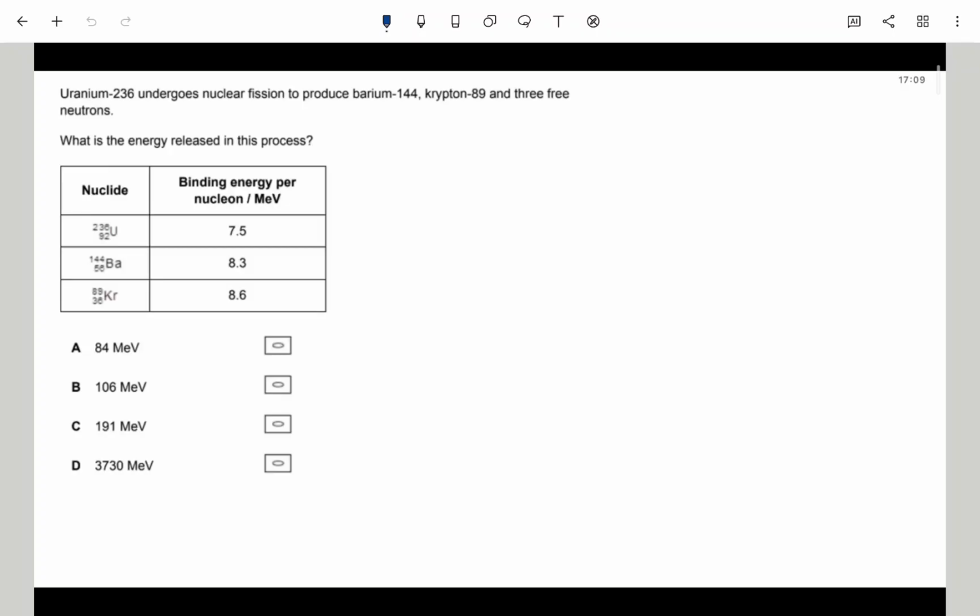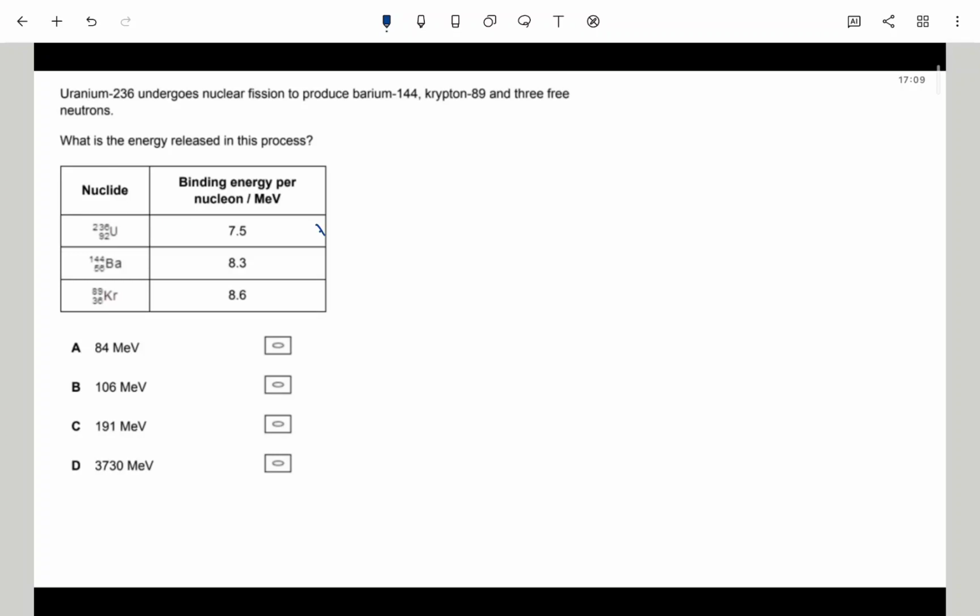So we've got uranium-236 undergoes nuclear fission to produce barium, krypton, and 3 free neutrons. We're not bothered about the neutrons because they're on their own, so there's obviously no binding energy there. So what is the energy released in this process? Well, it's binding energy for each nucleon that's given in MeV. So to get the total energy, you need to multiply the binding energy per nucleon by the amount of nucleons. That intuitively should make sense.